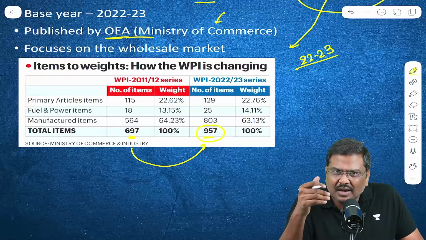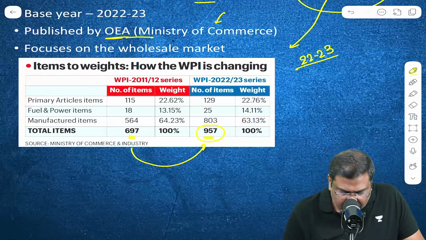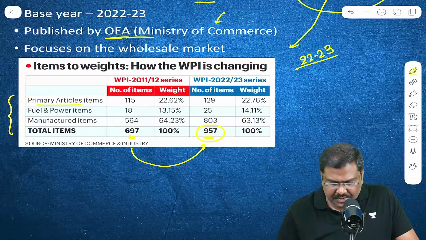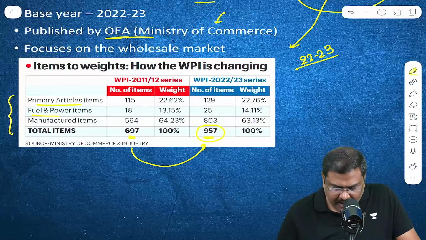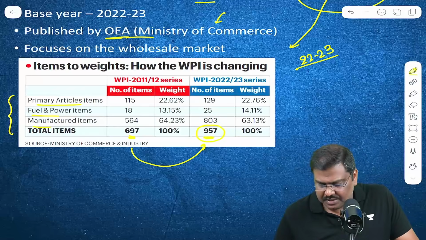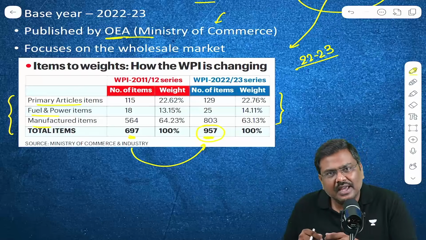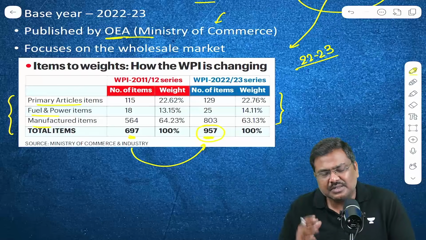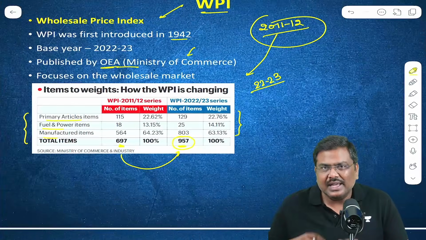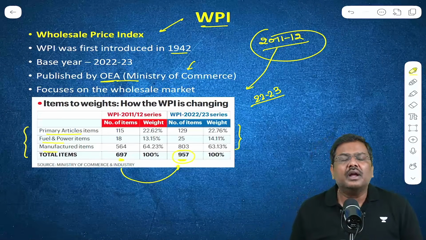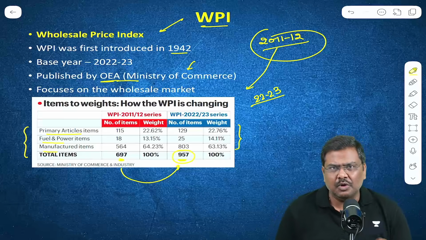That is, these 957 products are divided into three groups: primary articles items, fuel and power items, and manufactured items. Please memorize the weightage. UPSC has the habit of asking questions on the weightages of these particular products. So these are certain important changes that the government or the Office of Economic Advisor has done under WPI.